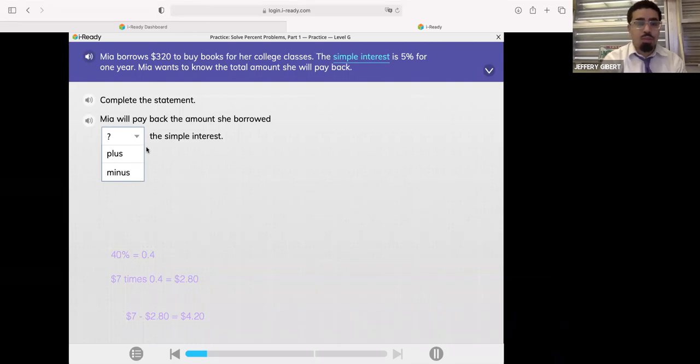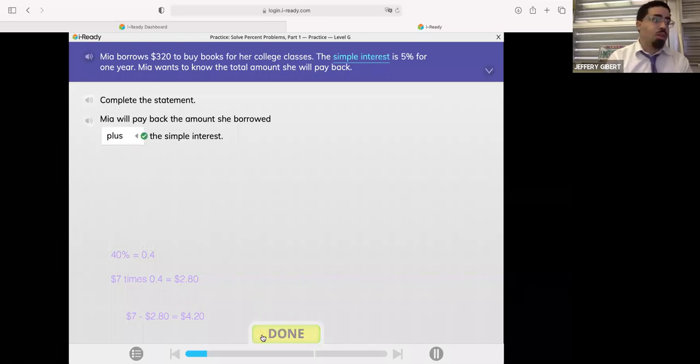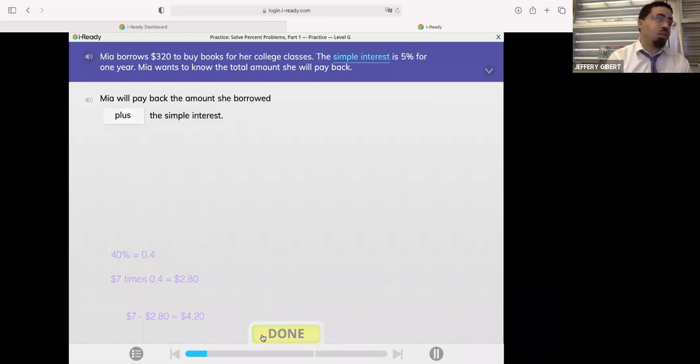I think minus. It's not minus. Whenever you're dealing with interest, like when you have a loan and you borrow money, there's interest. So that means you have to pay more. So it's how much you borrowed plus more. So plus. And Kinsley, you have to turn your camera on.